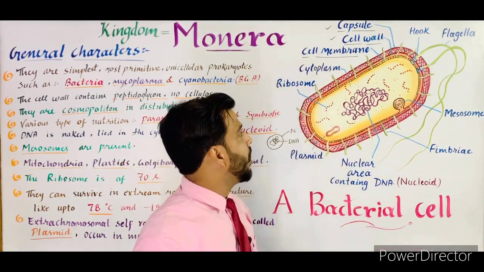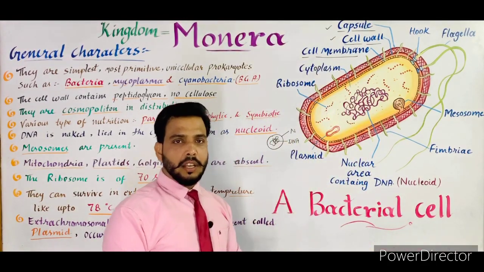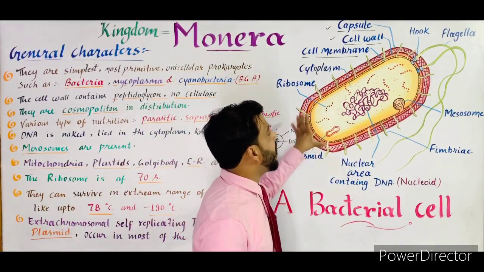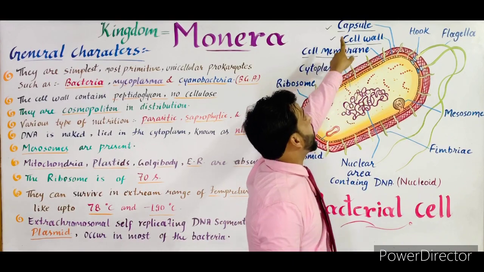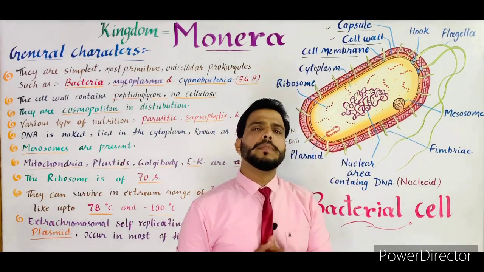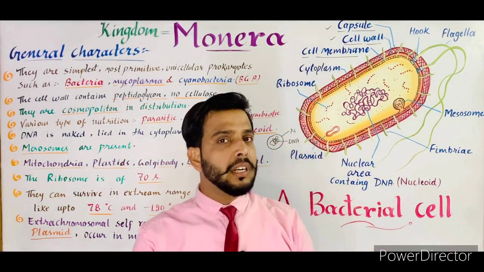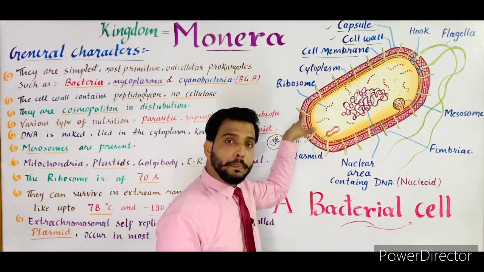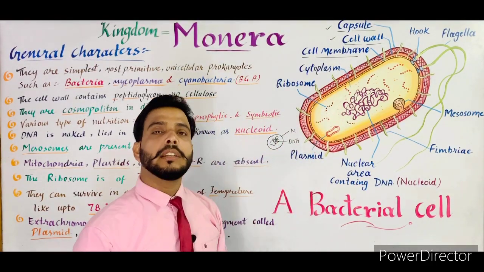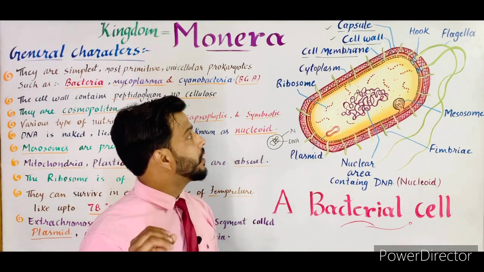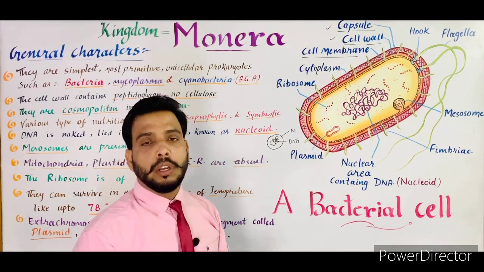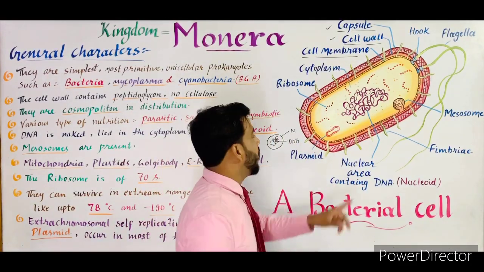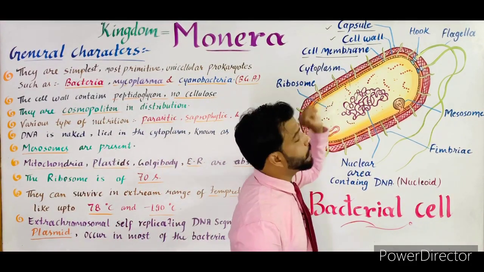Now I will tell you about the structure of the bacterial cell. As you can see in the diagram, the bacteria is surrounded by a capsule. In most bacteria, when unfavorable conditions arise, the bacteria form a protective layer around itself. The layer is called the slime layer or the capsule, which protects the bacteria in unfavorable conditions.